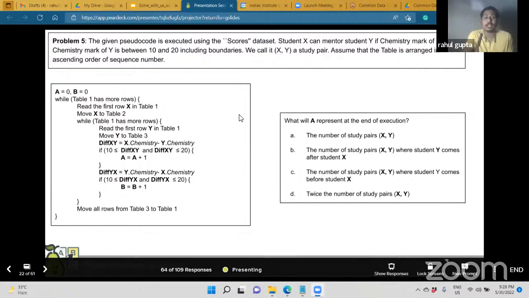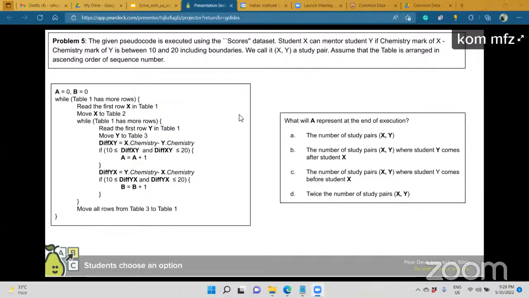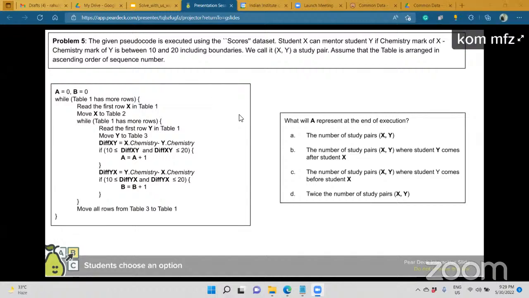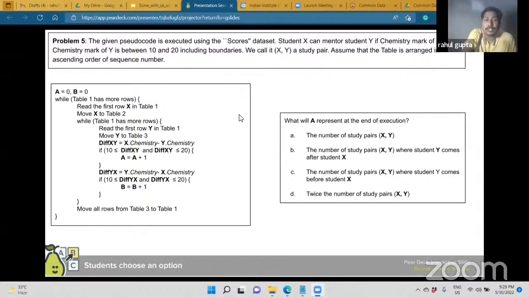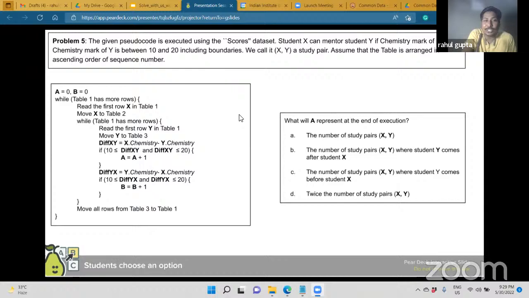So Raghavan, why did you choose the A option? I chose B. You chose B. I am asking about A and D. You chose D, right? Yeah. Why? Here both x minus y and y minus x differences are being discussed in the procedure. So I thought it would be twice. So please don't think so. I mean, this is the whole procedure. Go one by one. See, in diff xy, I'm calculating x chemistry minus y chemistry, right?